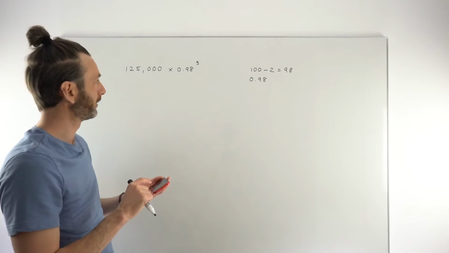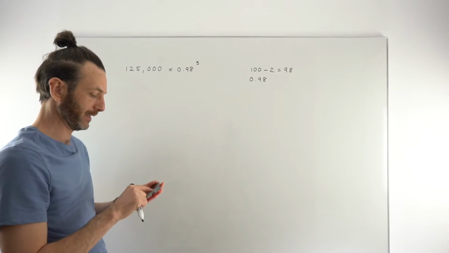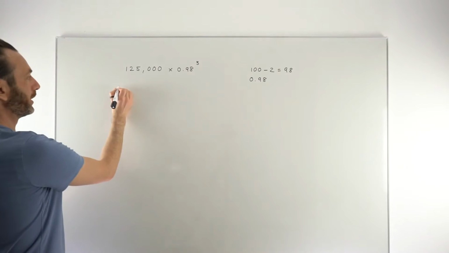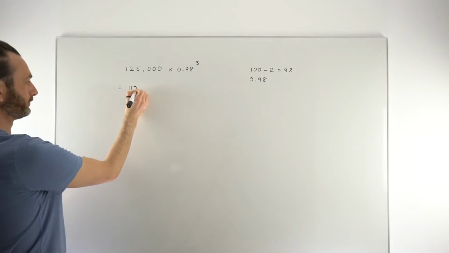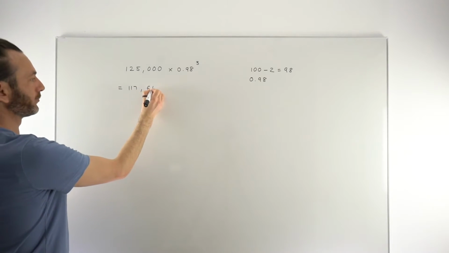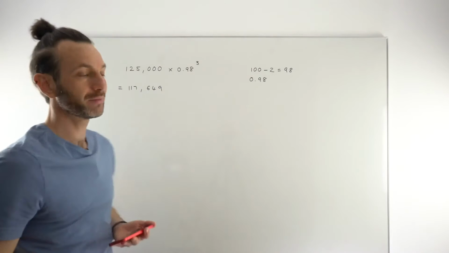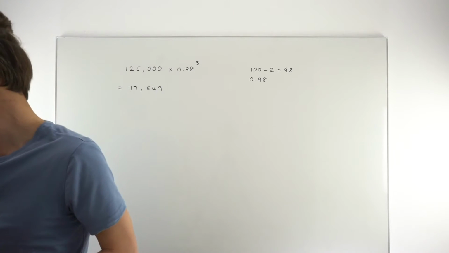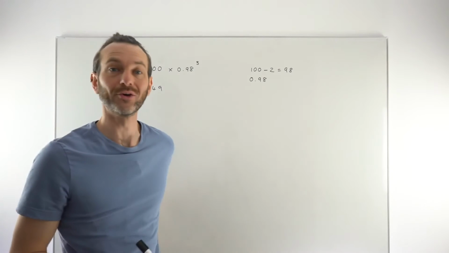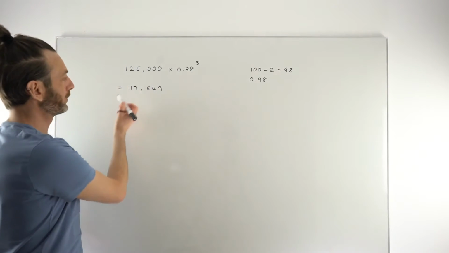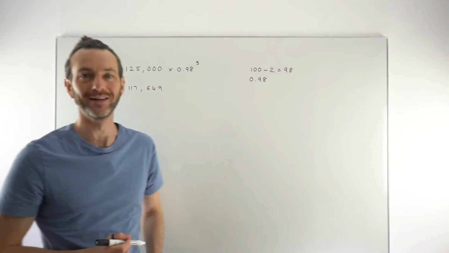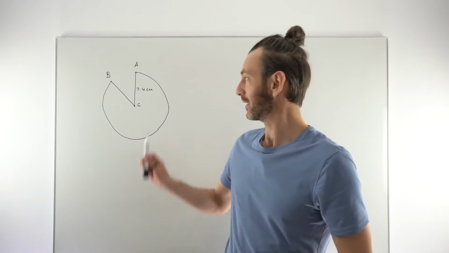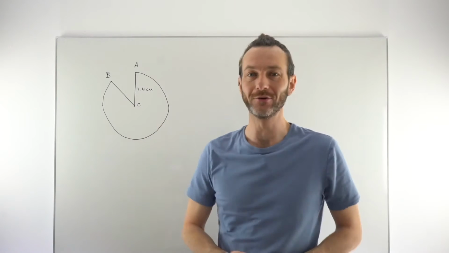So 125,000 times 0.98 to the power of 3, so that comes out to be 117,649. And sometimes these questions will ask for it to be rounded. In this question, they're not asking for it to be rounded, so that is our final answer. 117,649.